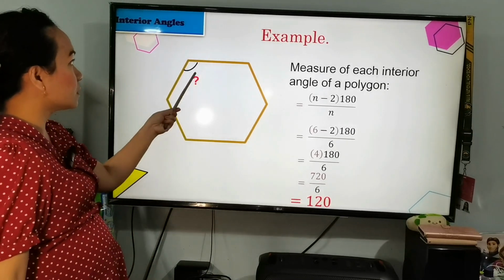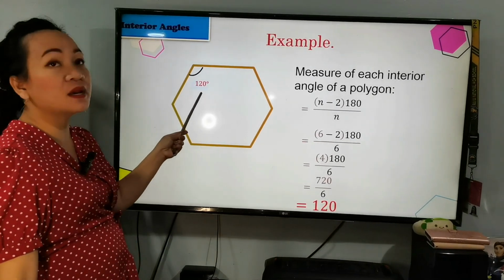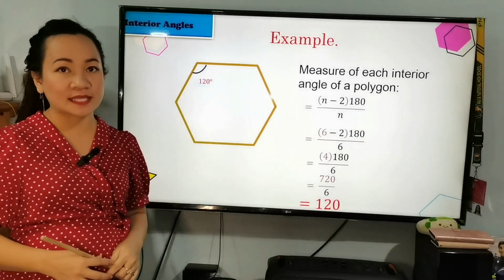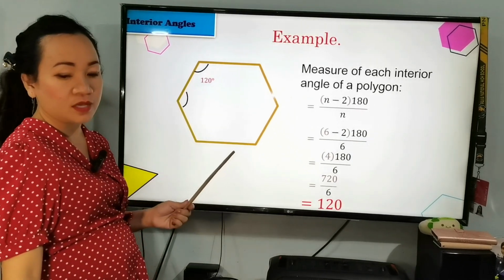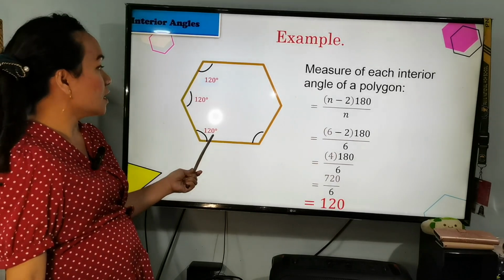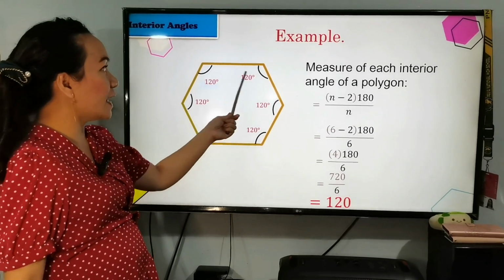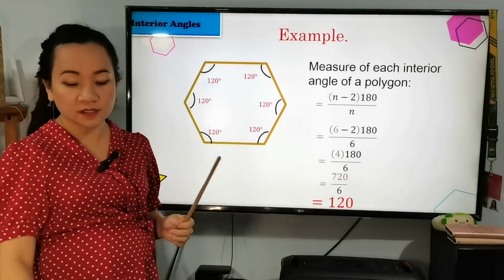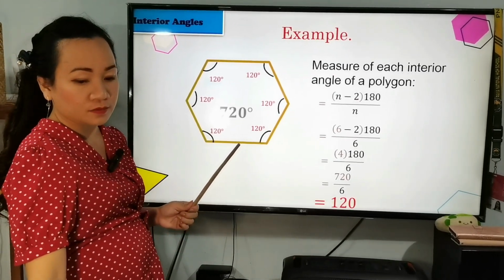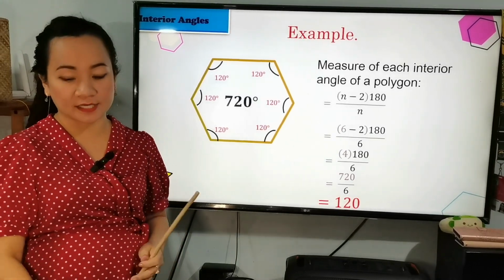Meaning to say, each angle of our hexagon measures 120 degrees. So you have here, each angle is 120 degrees, as you can see. Then, getting the sum of all the angles, you have 720 degrees.